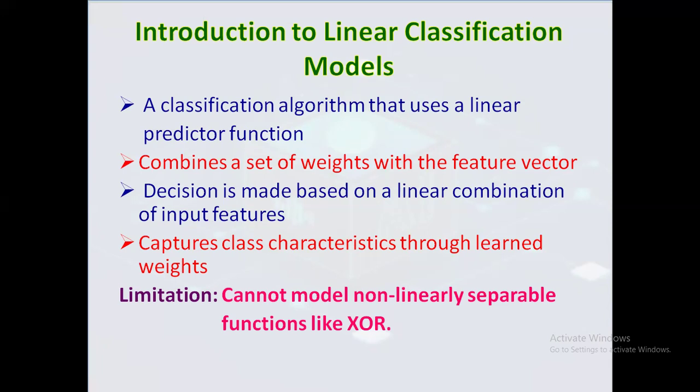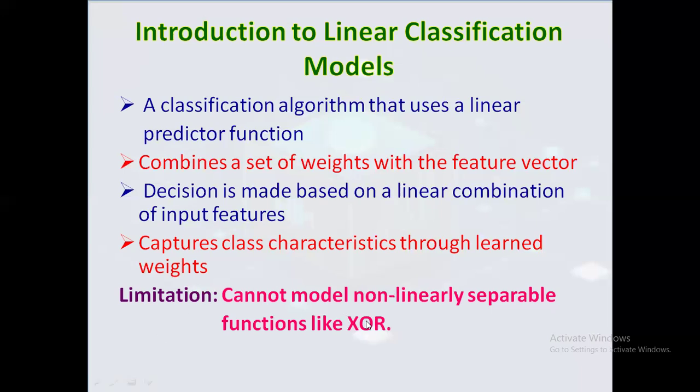The core of a linear classification is a linear combination of inputs. This means each feature is multiplied by a weight and all the results are summed. The outcome determines the predicted class. The weights of the model are adjusted during training to reflect the characteristics that define each class, helping the classifier to generalize well on new data.